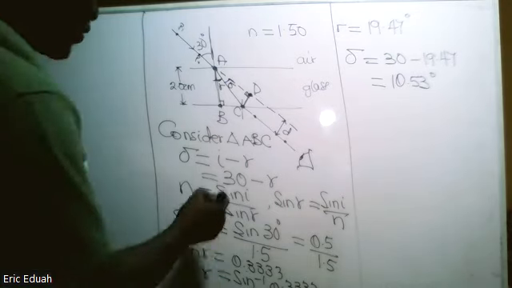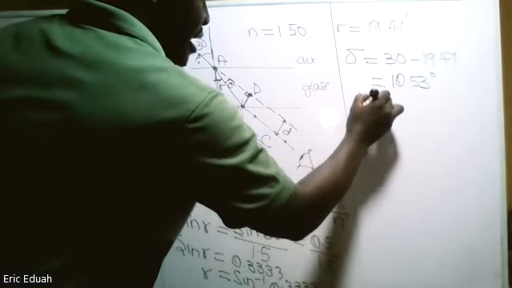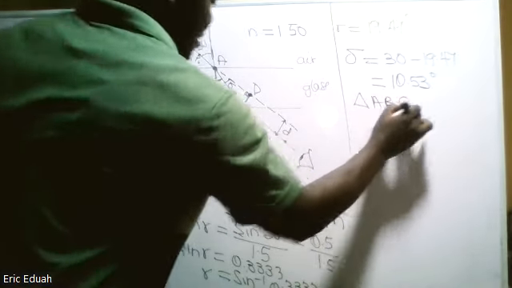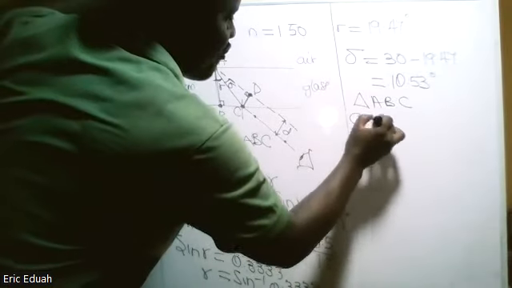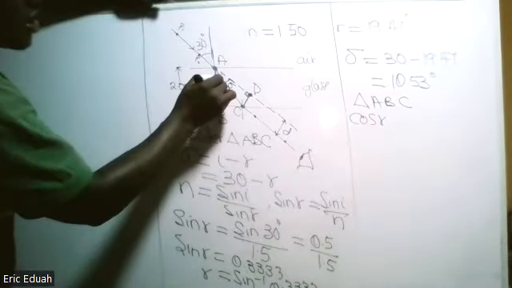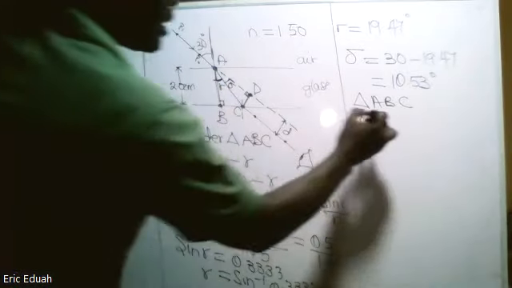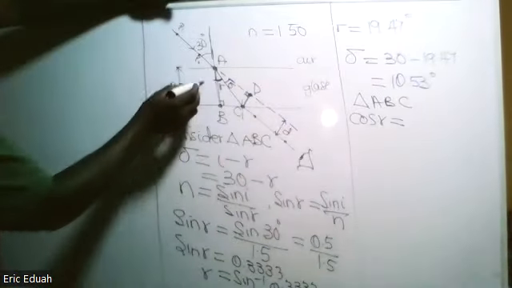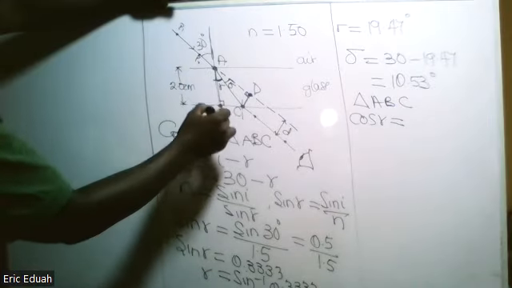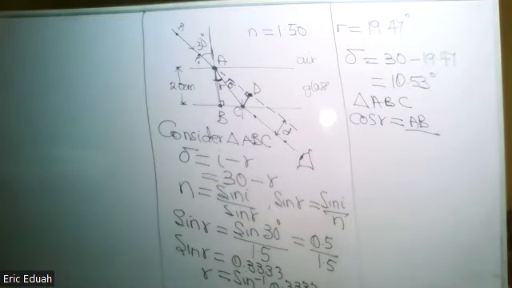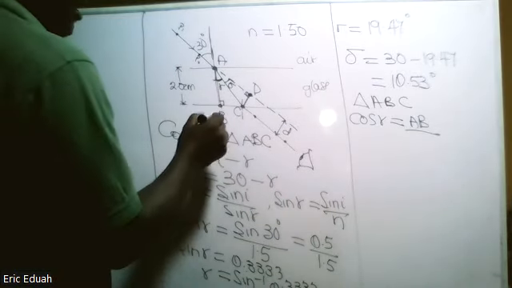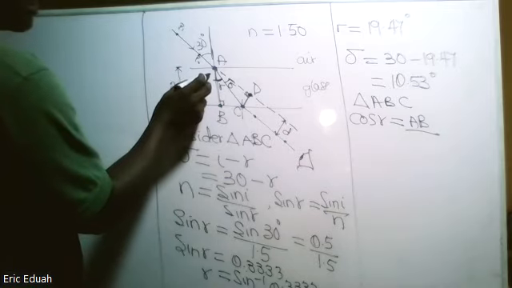So when we consider triangle ABC, if we take the cos of R, cos of this angle R, this is equal to the adjacent AB. Of course, we know AB. That's the width of the prism over the hypotenuse AC.